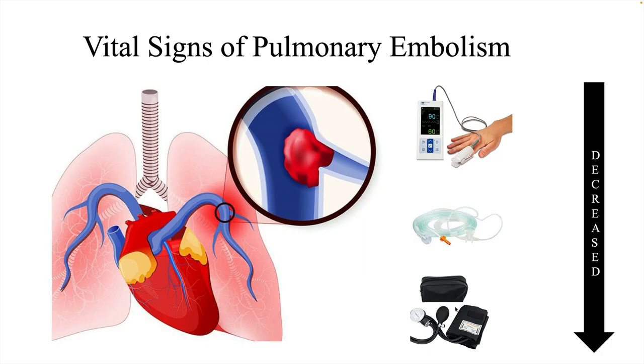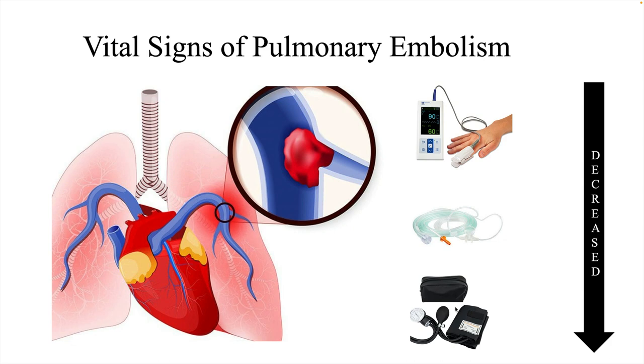And then, of course, in a large PE, you're going to be decreasing your venous return to the left side of the heart. So decreased blood coming into the left atrium, into the left ventricle, and subsequently a drop in blood pressure. Now, we like to think in terms of risk factors for pulmonary embolism in terms of Virchow's triad.